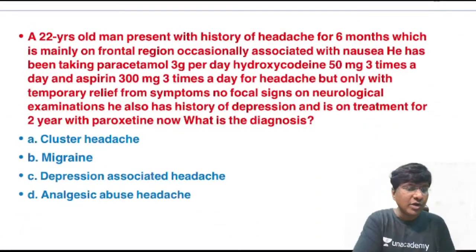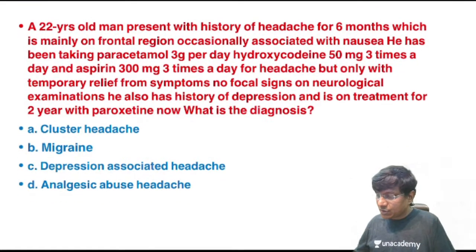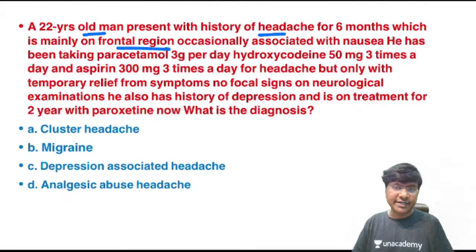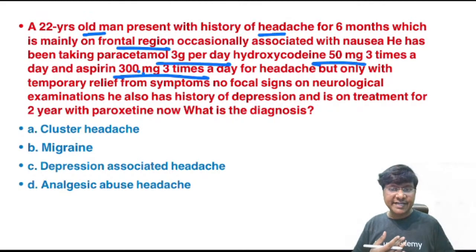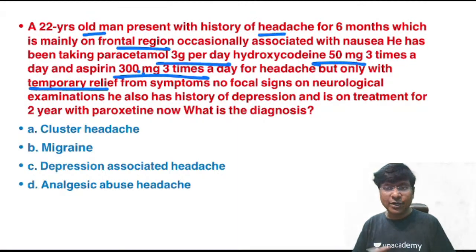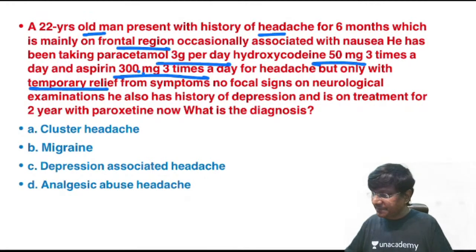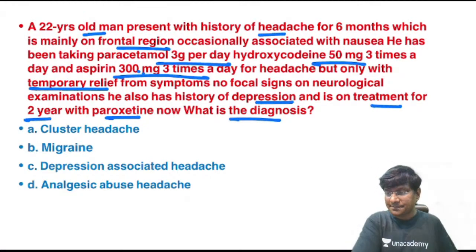Now let me just show you one more important question. A 22-year-old man presents with the history of headache for 6 months, which is mainly in the frontal region, occasionally associated with nausea. He has been taking paracetamol 3 grams per day, hydroxycodone 50 milligrams 3 times a day, aspirin 300 milligrams 3 times a day for headache, but only with temporary relief from the symptoms and no focal signs on the neurological examination. He also has history of depression and is on treatment for 2 years with paroxetine. Now, what is the diagnosis?